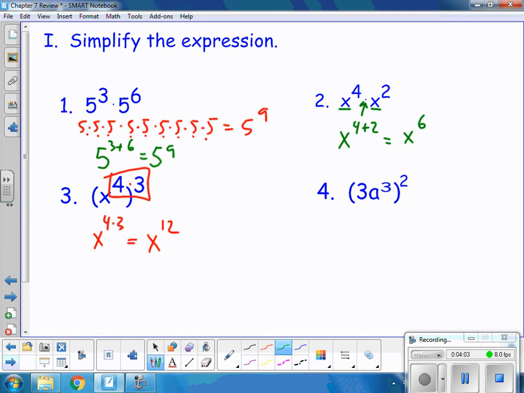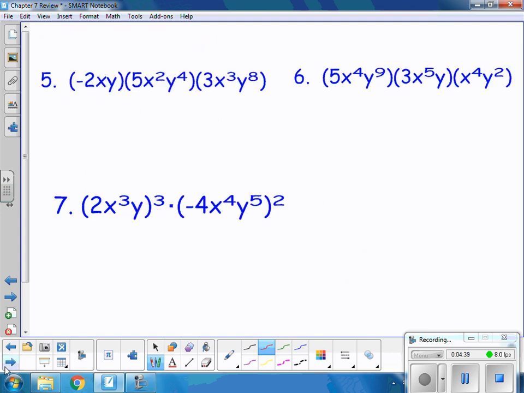For number 4, 3 times a to the 3rd power, squared. So the square is going to influence the 3 and the a to the 3rd. So I've got 3 to the 2nd times a to the 3rd squared. And if you remember what we did on our last problem, we're going to multiply those together. So 3 squared is going to be 9, and it's 3 times 2, which is 6, so a to the 6th power. So with exponents, we just have to pay attention to a few of the details.